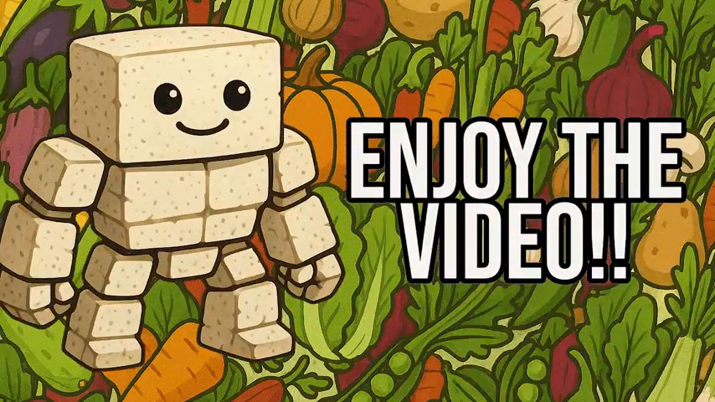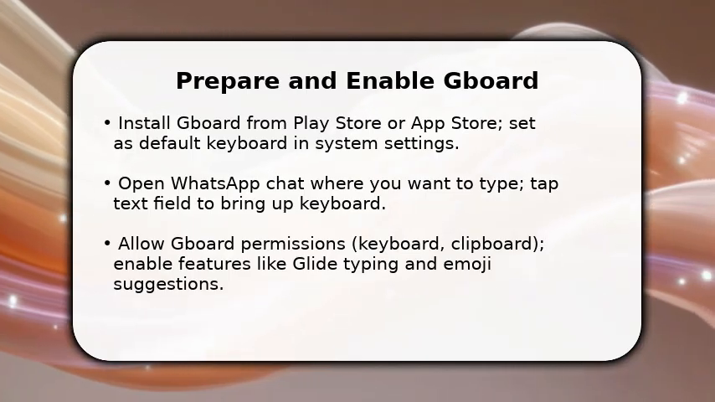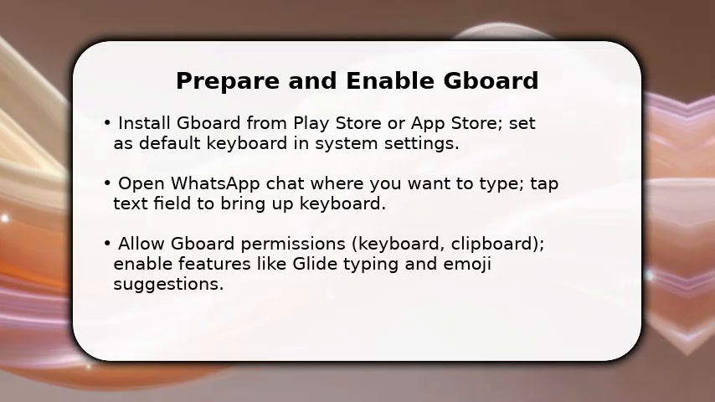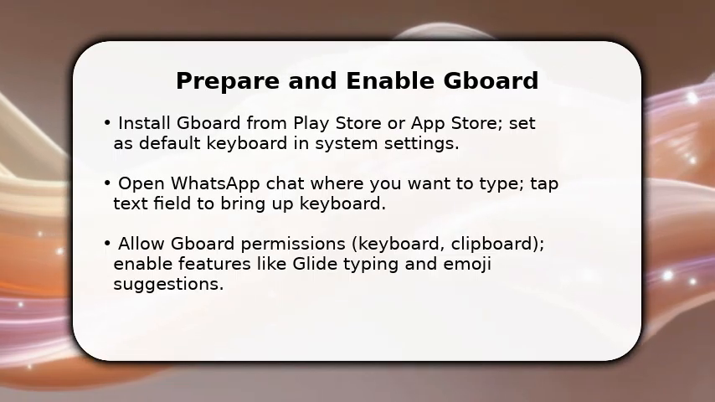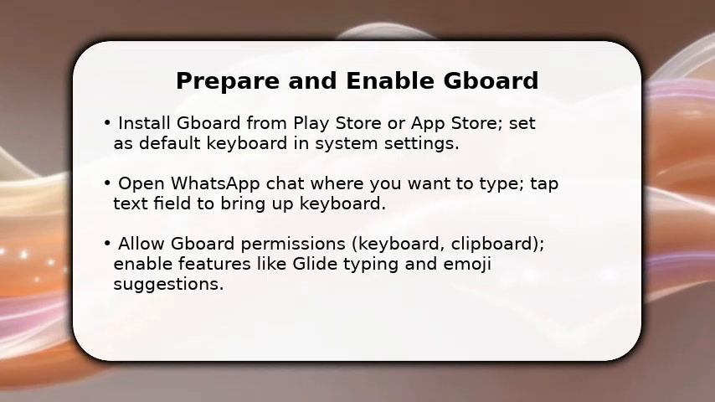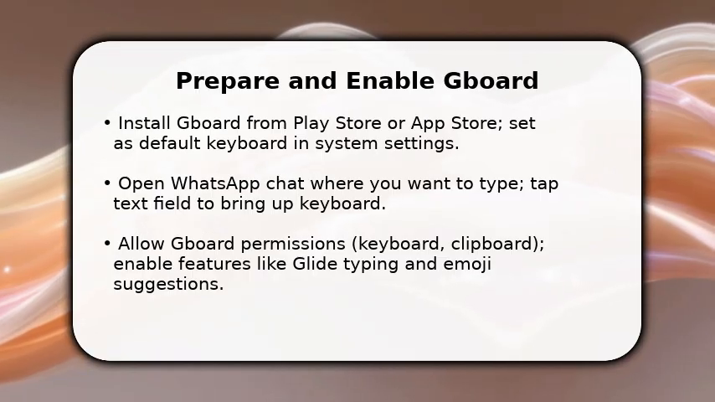Please enjoy the video. You've installed Gboard and set it as your default. Now start in WhatsApp. Open a chat and tap the text field so Gboard appears. If you haven't already, grant keyboard and clipboard permissions. This lets Gboard suggest text and paste copied items. Once done, tap the Gboard icon or long press the emoji key to access settings quickly.